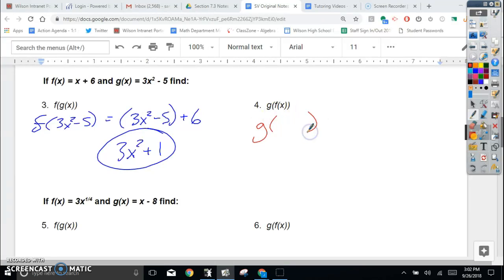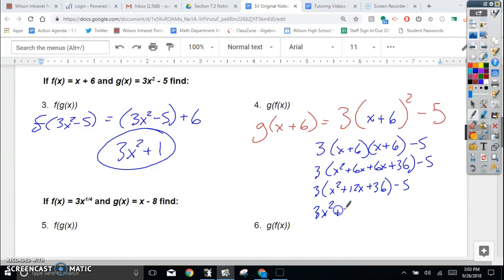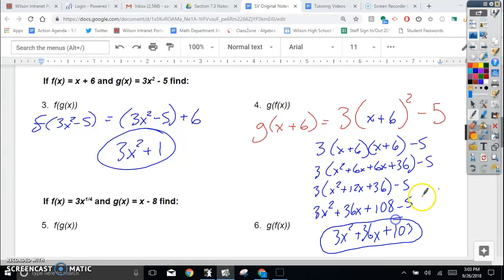Here we go. G. Now what's f of x? x plus 6. So now I'm going to rewrite g. So that's 3 blank squared minus 5. In my blank here, I put the x plus 6. So really what we have here is 3 times (x plus 6) times (x plus 6) minus 5. So this is 3 times (x squared plus 6x plus 6x plus 36) when I FOIL, minus 5. I combine like terms, so I have x squared plus 12x plus 36. I'm going to distribute my 3 in: 3x squared plus 36x plus 108 minus 5. Combine like terms again, and I'm going to get 103 when I put the 108 and 5 together. All right, so 3x squared plus 36x plus 103. So that's 3 and 4.